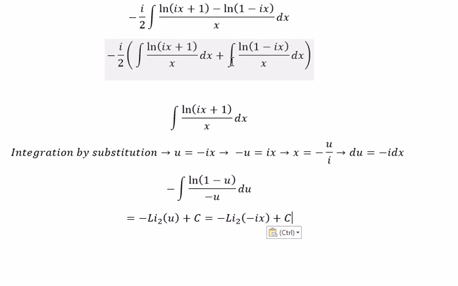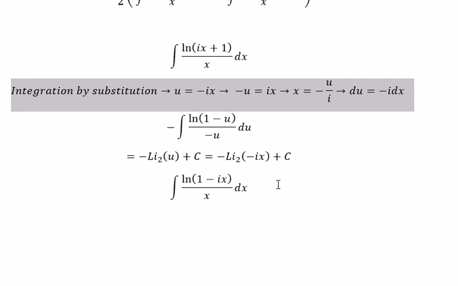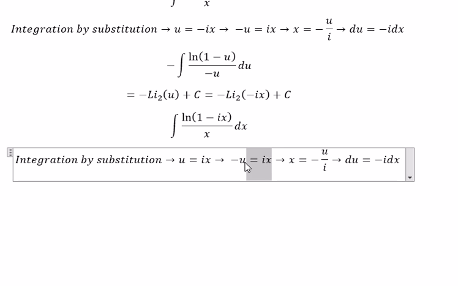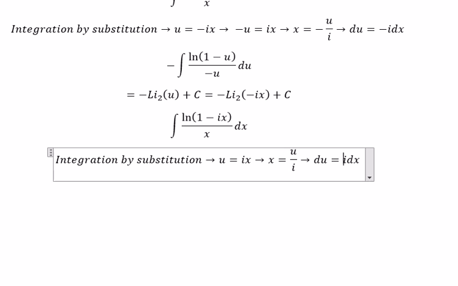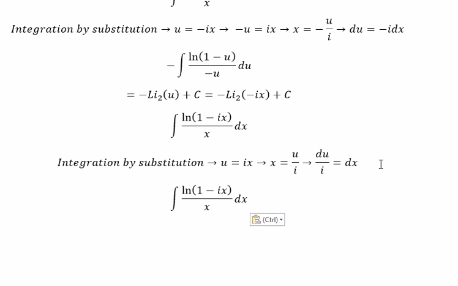Next we go to the second one. We apply the same technique, but we just change the negative in here. This one we divide by i. This one we change for u. The s we change for u over i, so you got i in here. The ds we change for du over i, so the i will cancel.